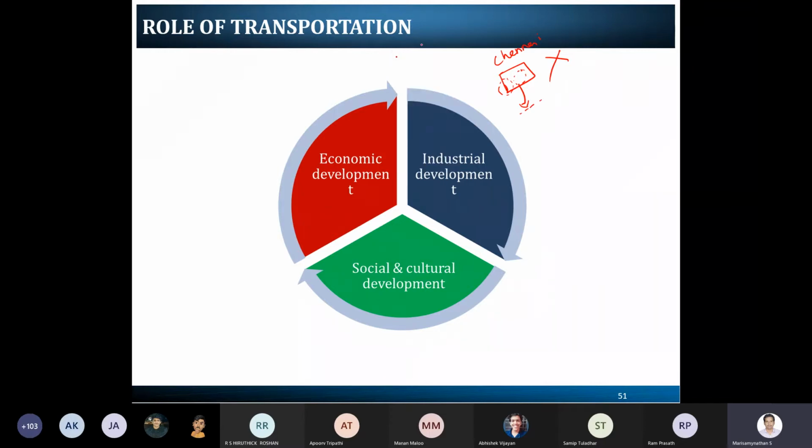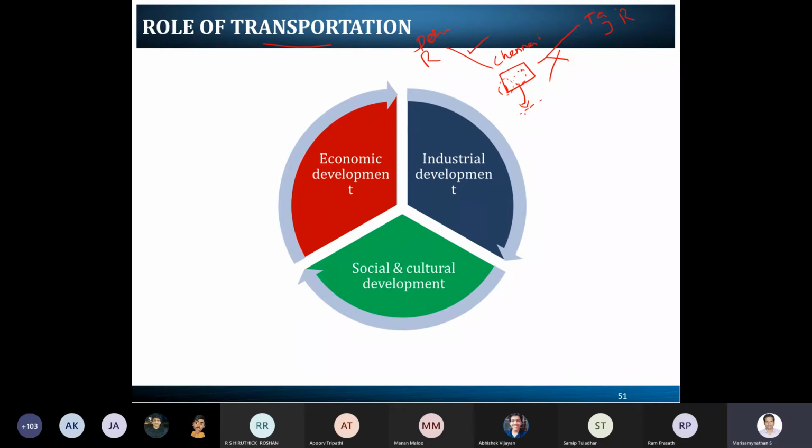bring from elsewhere. Maybe from Delhi, they have to take it. Maybe from Tata Steel, from Jharkhand, they have to take. So there are different places where the resources are available, and they have to transfer them from those places to Chennai. So the transport happens with the help of transportation.